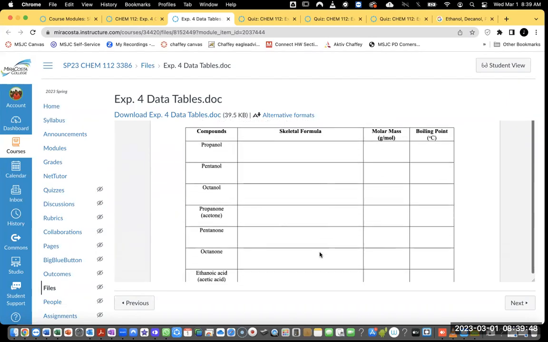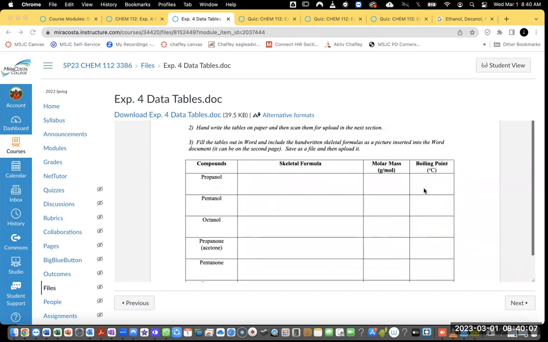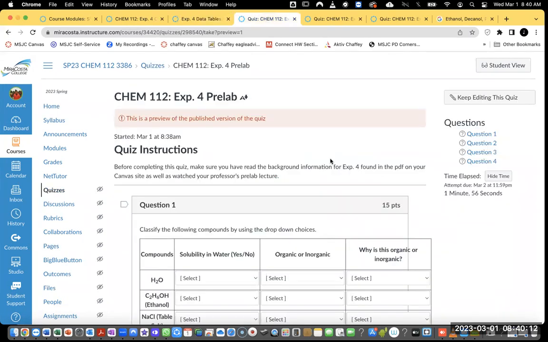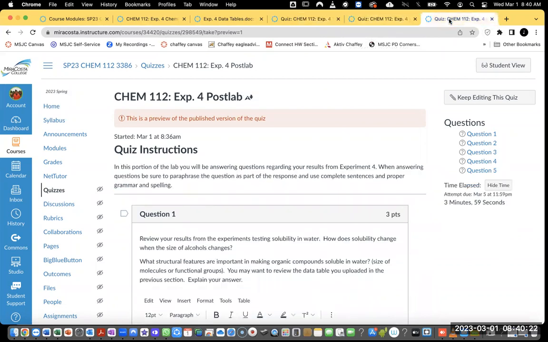This has the data table where you look at all these molecules, you draw their structural formula, you will find out their molar mass using the periodic table, and then you will be looking at their boiling points. Okay, and that information can be found online as well. So now, when it comes to the submissions for this lab, we have got the pre-lab, the actual experiment data, and then the post-lab questions.